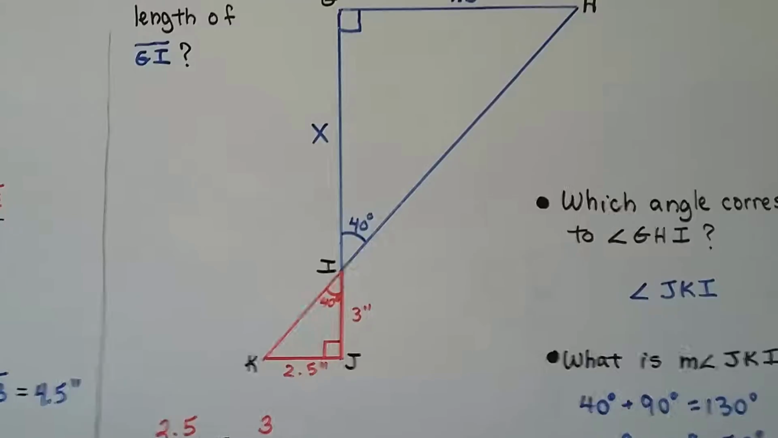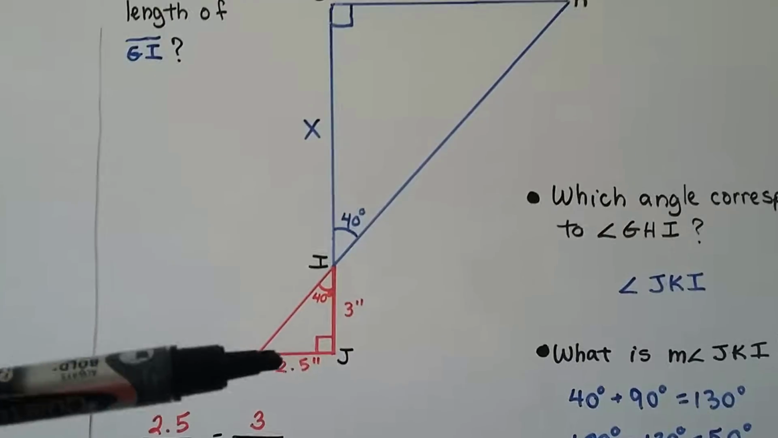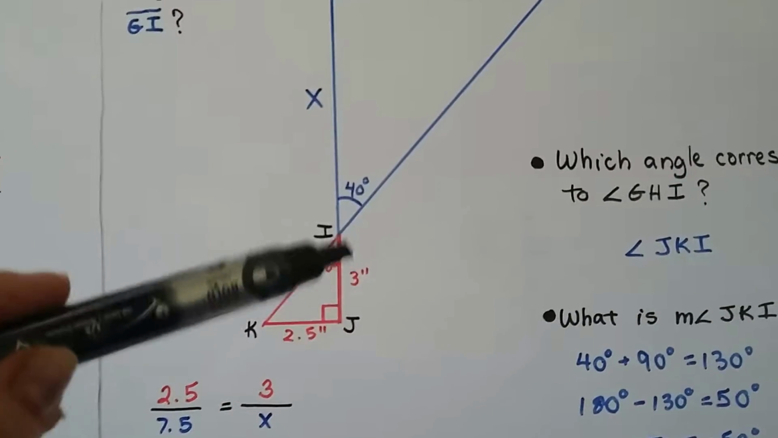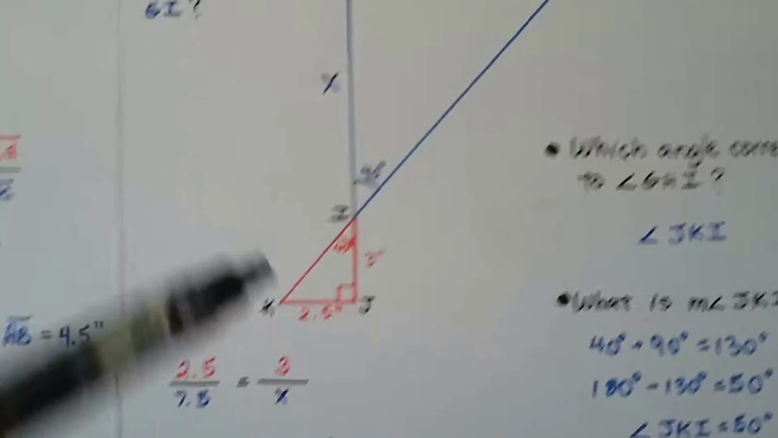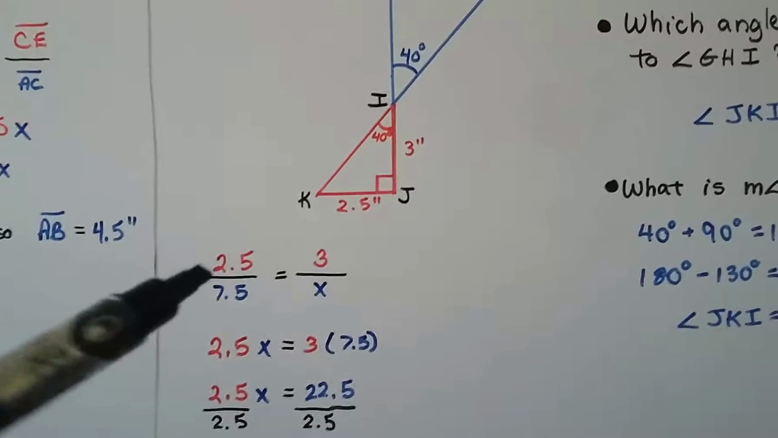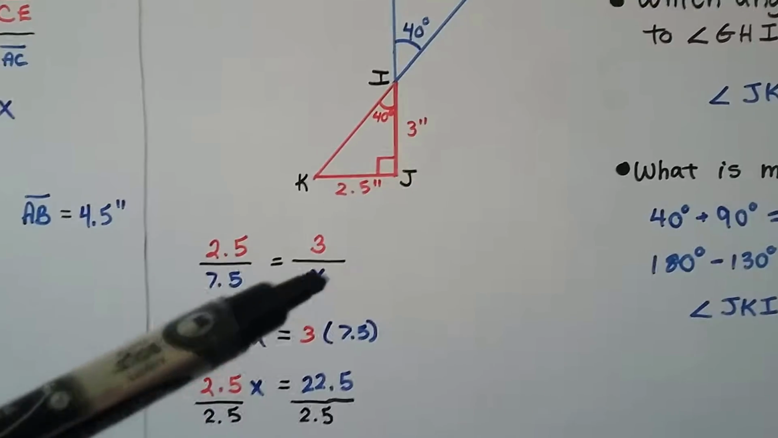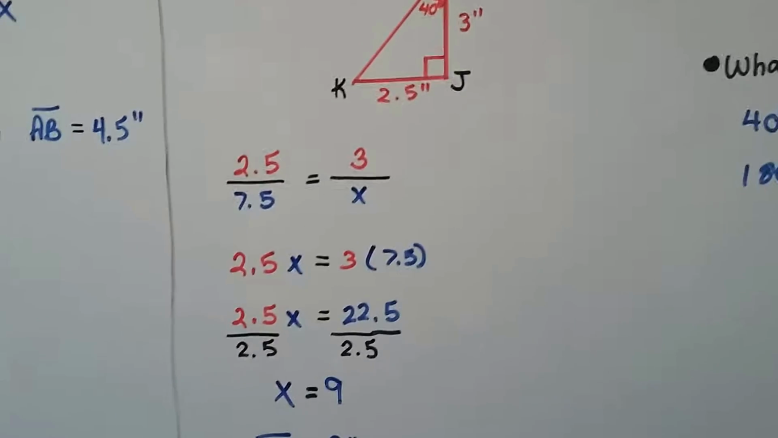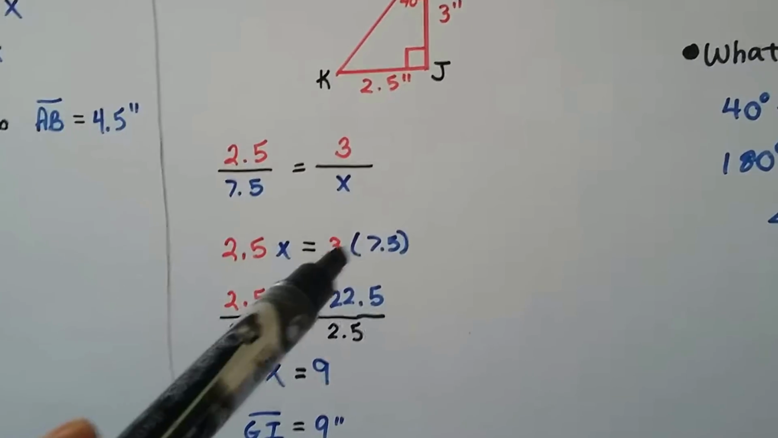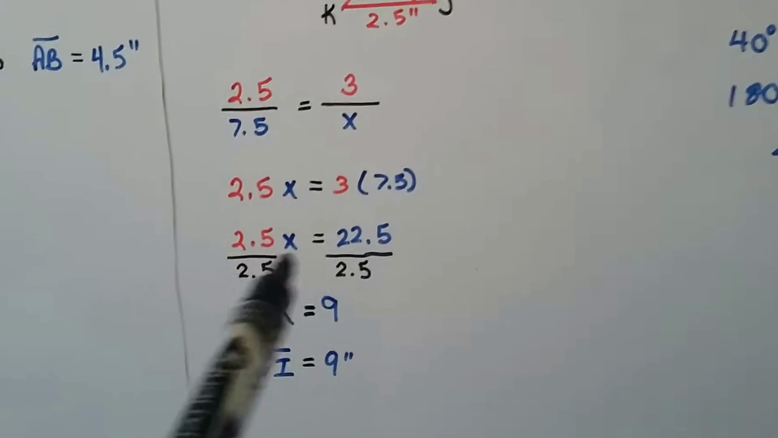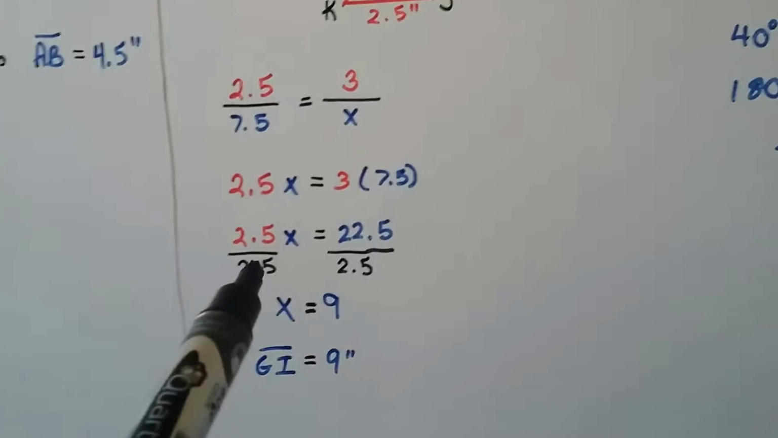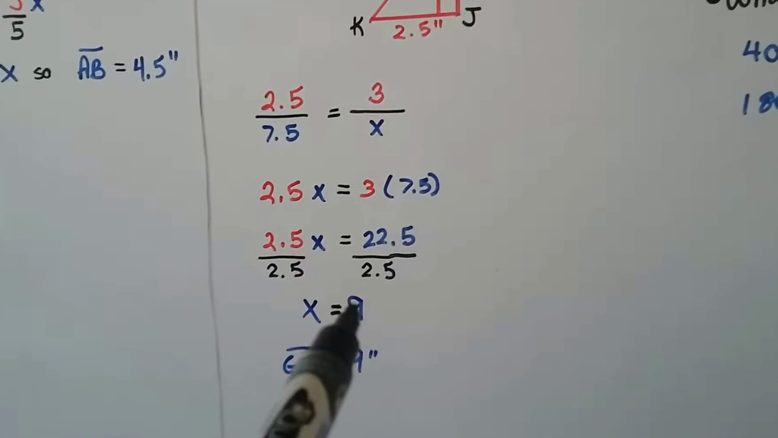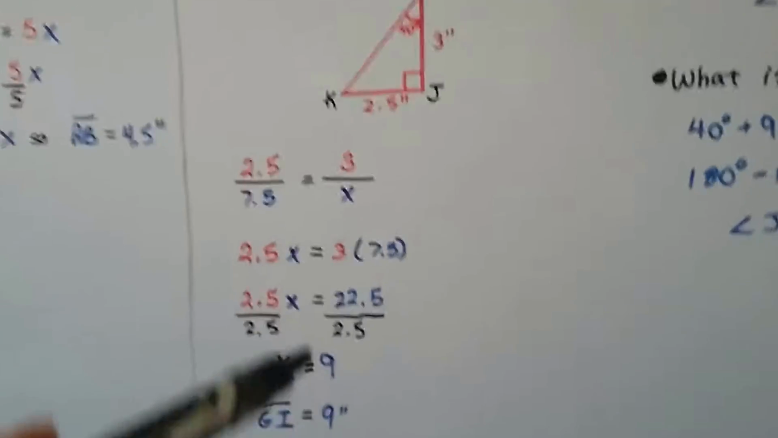We can write a proportion. So which line corresponds to 2.5? The 7.5. This 3-inch one is going to correspond to this one. So we have 2.5 over 7.5 is going to equal 3 over x. We can do our little cross multiplication. We get 2.5x equals 3 times 7.5. That's going to give us 22.5 on this side. We divide both sides by the 2.5 coefficient, and 22.5 divided by 2.5 is a 9. So we know line GI is a 9.